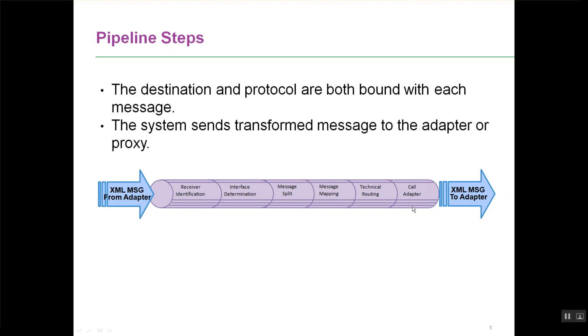And the call adapter step is used to take the message and pass it to the actual adapter, in this case the file adapter, that is now going to deliver the file to the target system. So in summary, all the configuration objects that we built, the receiver determination, the interface determination, the receiver agreement, all of these get executed in the runtime through multiple pipeline steps, and the pipeline steps are nothing but the runtime steps of PI.